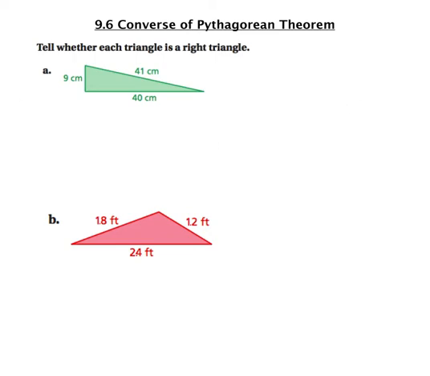9.6, the converse of the Pythagorean theorem. The word converse is sometimes confusing. It's a very math word, but really what we're just asking is: is it a right triangle? That's the question, and that's what the converse is answering. So tell if each triangle is a right triangle.